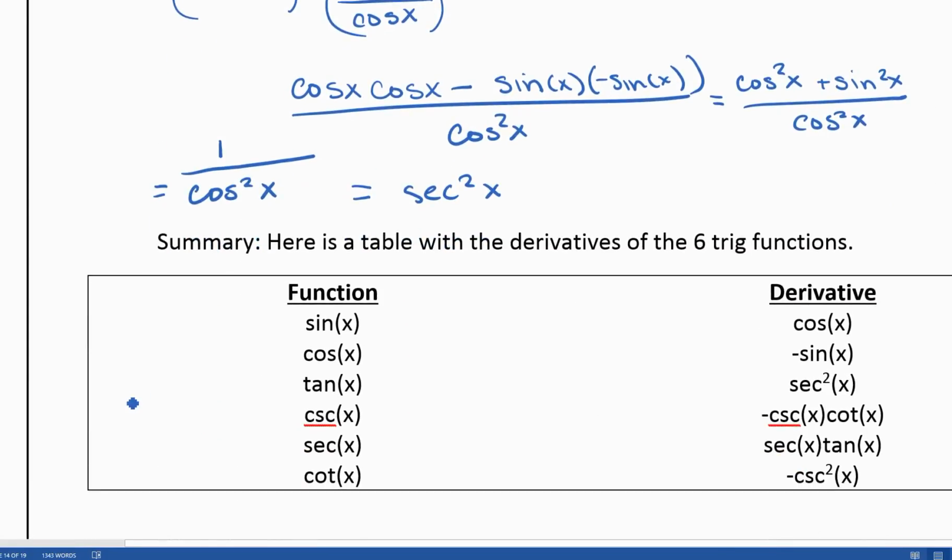Okay, so here in your notes you have a table with the derivative of all 6 trig functions. And so, you know, the derivative of sine is cosine, the derivative of cosine is negative sine of x, the derivative of tangent, like we just showed, was secant squared, the derivative of cosecant is negative cosecant of x cotangent of x, the derivative of secant of x is secant of x tangent of x, and the derivative of cotangent of x is negative cosecant squared of x.